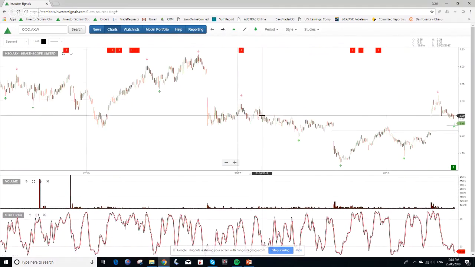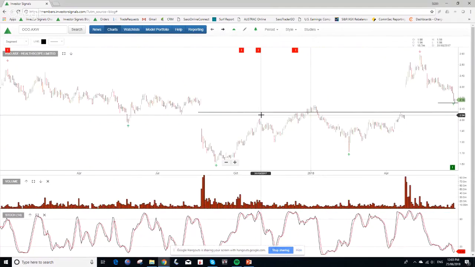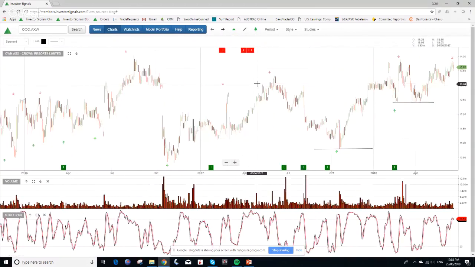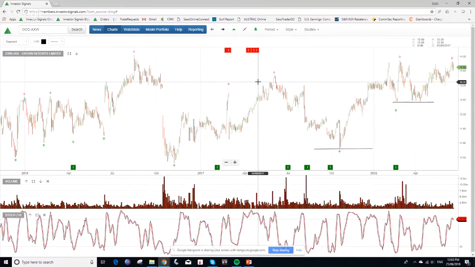Cleanaway, not doing it there. Healthscope, so this was added to our list, and I think this is a buy down here at around this 218 level. Crown Resorts, this is likely to surprise on the upside in the August earnings result. The company's had probably a more disciplined approach to cost control, and as they simplify the business, just focusing on the domestic side of the operations.